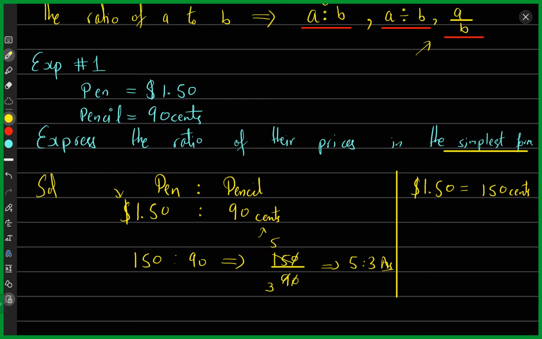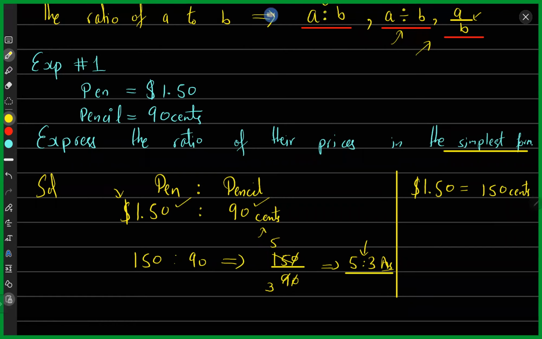If the examiner says express the ratio, you need to have the ratio sign here of their prices in the simplest form. The price of one pen was $1.50. For the pencil, it was 90 cents. I was just supposed to convert $1.50 to cents. And after doing that, I got 150 ratio 90. Ratio is nothing but the division sign. And I just simplified the numerator and denominator. And finally, I got this as the answer. So this is basically the idea behind ratios.